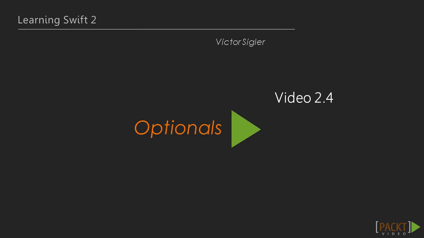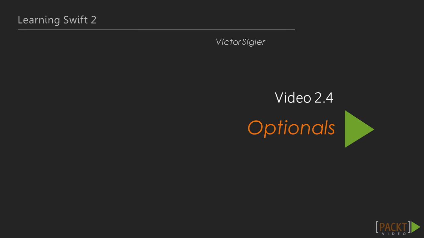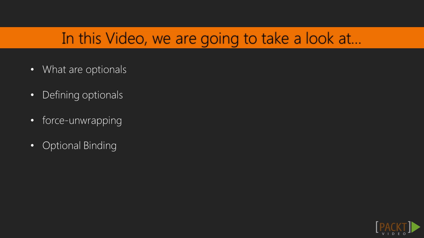In the previous video, we looked at how to declare and use functions and closures in Swift. In this video, we're going to take a look at a new data type introduced in Swift called Optionals. We will see how to declare it, what force unwrapping is, and how to use it. Finally, we will see how to use optional binding to find out whether an optional contains a value.